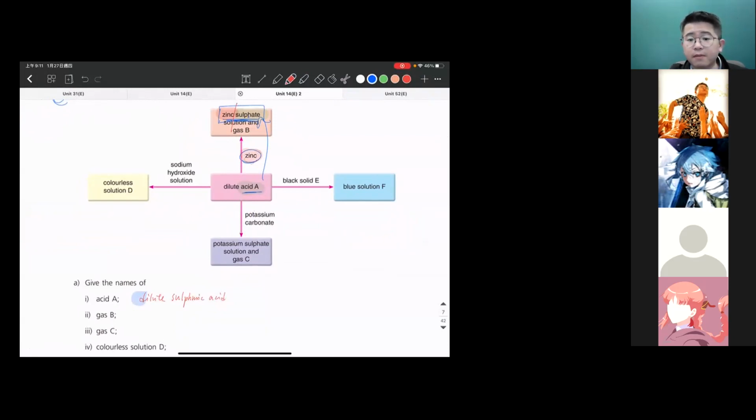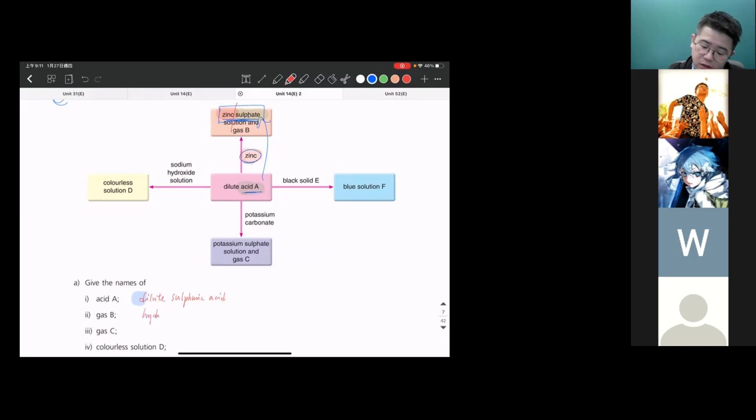Gas B. Hydrogen gas. So a reaction between metal and dilute acid. So remember, dilute acid. This is a very important item. Later on, while you go to book 2B and you will get to know more. It's not just hydrogen gas; it can be some other gas.